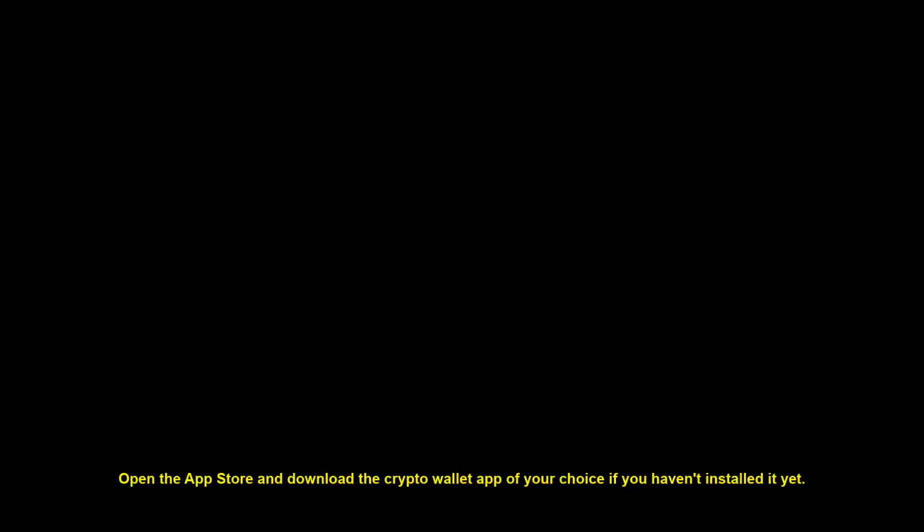Open the App Store and download the crypto wallet app of your choice if you haven't installed it yet. Launch the crypto wallet app on your device. Navigate to the App Settings menu, usually found in the bottom right corner or under your profile icon.